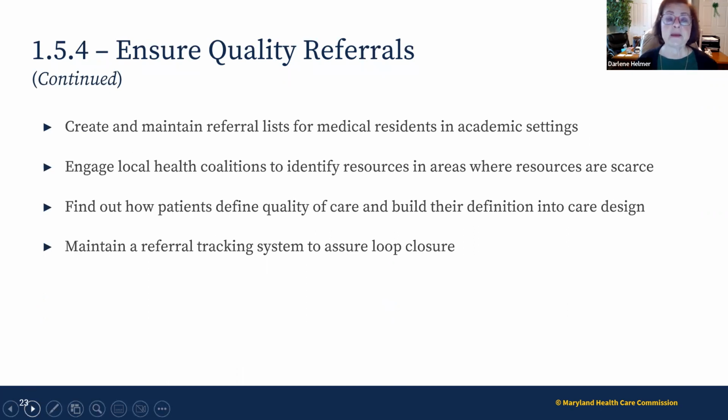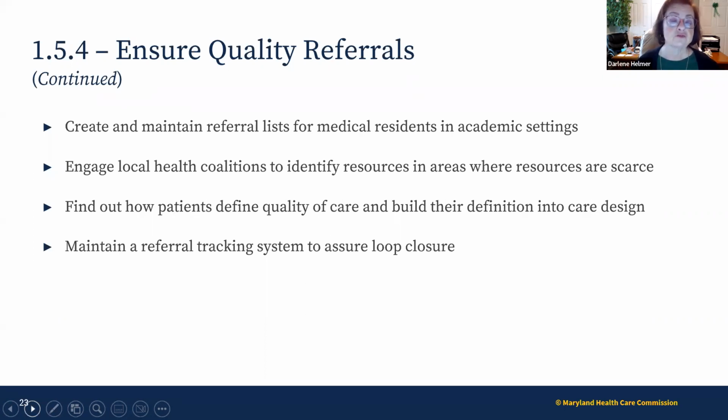And keeping and maintaining that list for some of the medical residents in an academic setting, maybe. Engage local health coalitions to identify resources in areas where those resources are really scarce. Find out how patients define quality of care. Ask them, what do you think is quality of care? That's all about those town halls, those patient surveys. Ask them. They'll tell you what they think quality is. It's all about impression, all about perception.